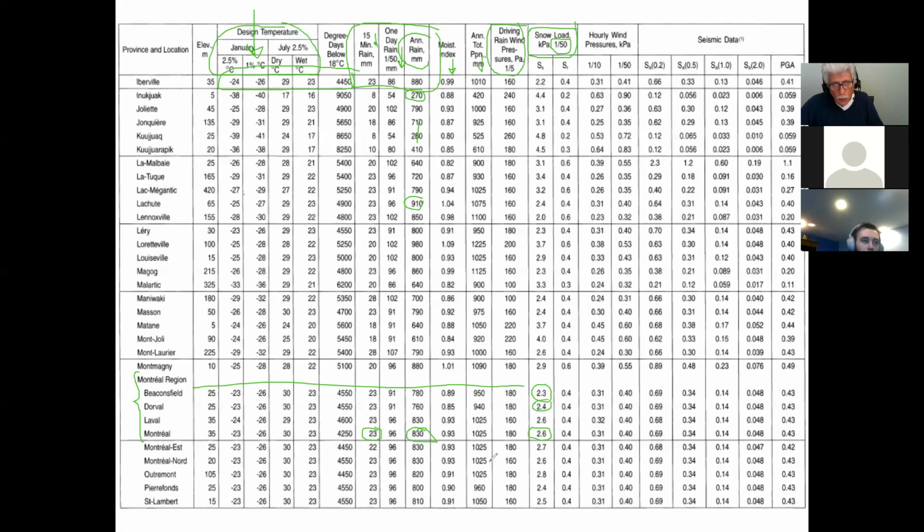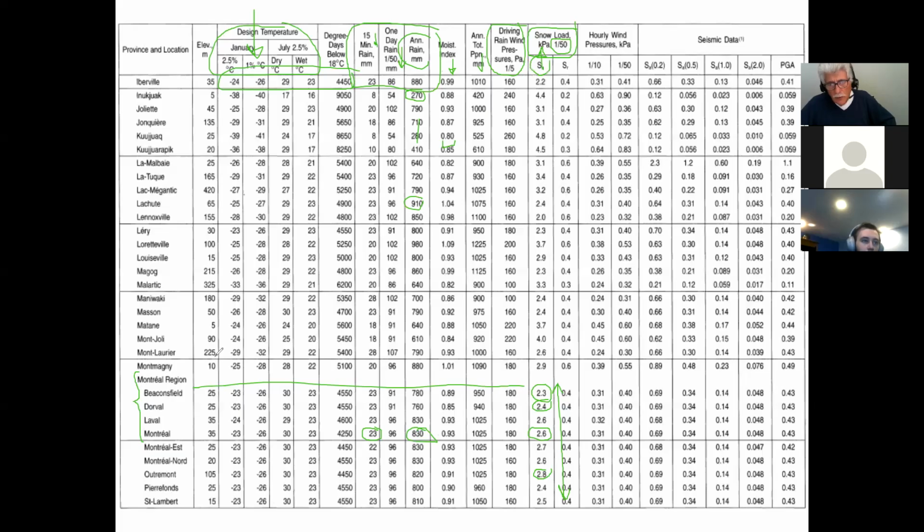And then if you go out to Outremont, they have 2.8. So even on the island of Montreal, you can have a different value of the ground snow load. What they do is they basically have monitoring stations all across Canada, and they collect the data from the snow that falls, and that's how they accumulate this information. So this is the snow load.